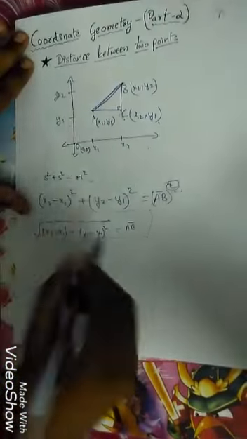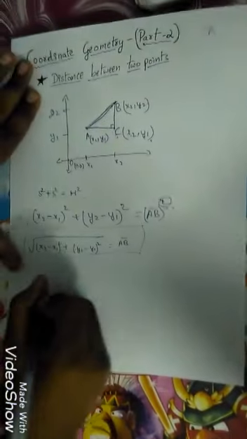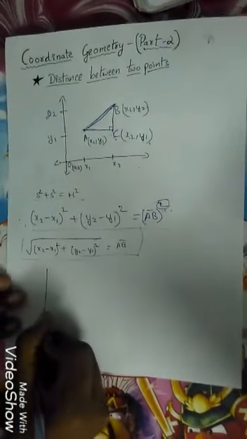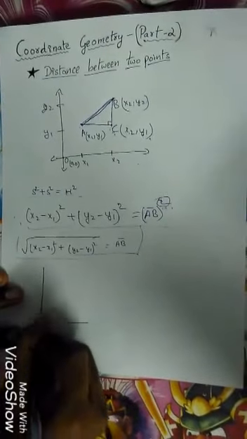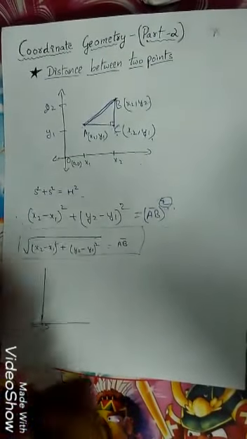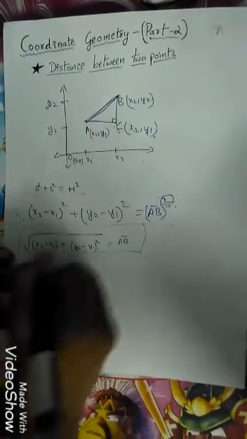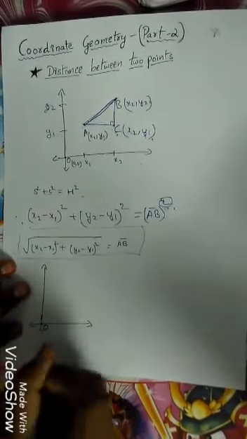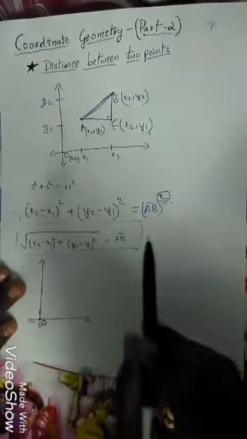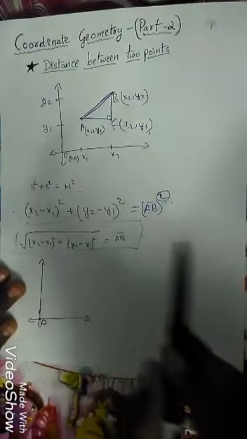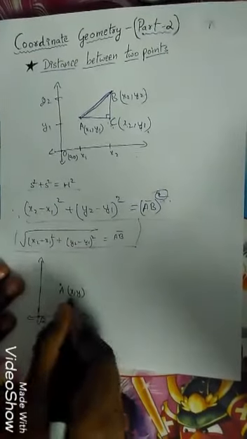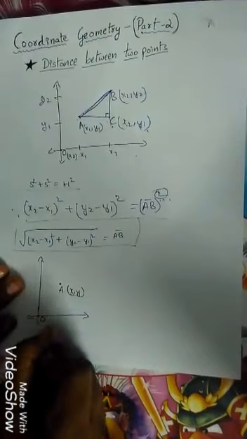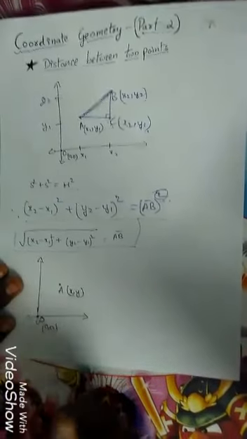Now let me take another concept in the same technique. Let me draw another Cartesian plane. So this is the origin. Now to find the distance between origin and a point in a Cartesian plane, let me take A here, and the coordinates of A as x comma y. The coordinates of the origin are 0, 0.